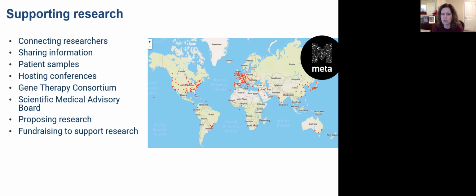We have a patient registry so that we are able to accurately represent the patient voice with researchers. We have a gene therapy consortium that brings together several different groups that are looking into gene therapy. And we have a scientific medical advisory board. We bring research suggestions to these researchers. We funded 4 different fellowships for 2022. And we keep fundraising to support more research. So we do all we can to help everyone move forward in research. Next slide, please.